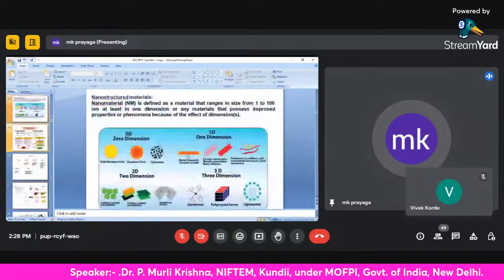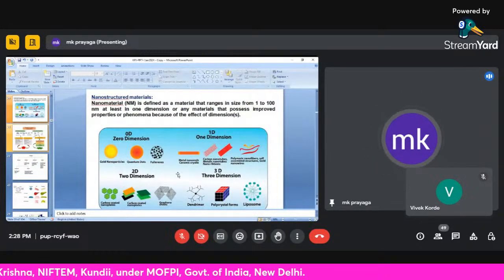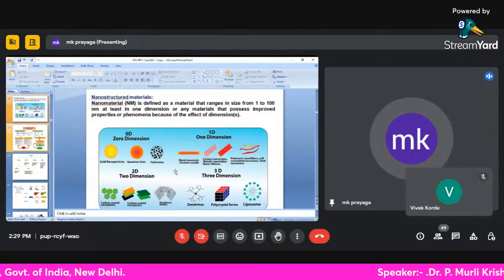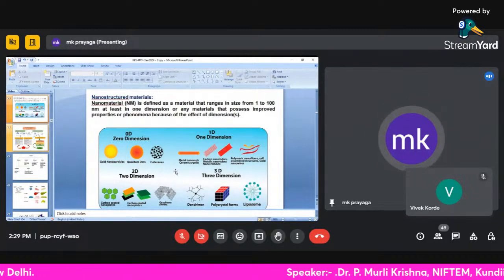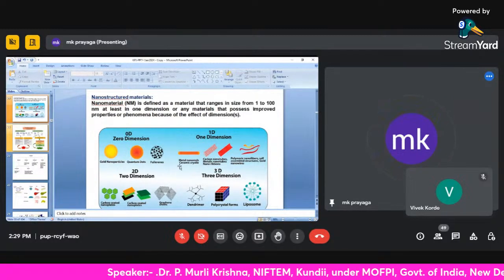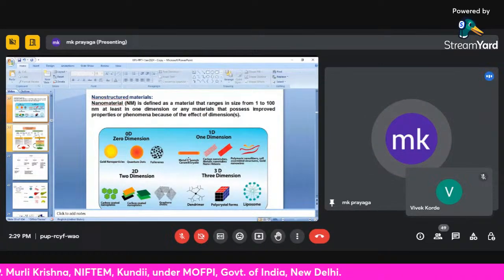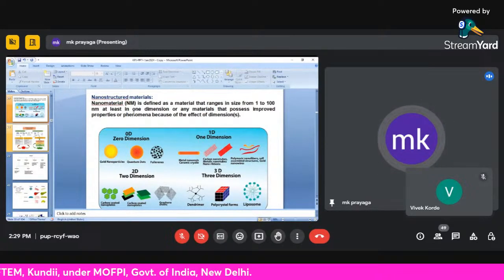So after this space technology, I am now entering the next one. Of course, it is nanostructured materials. I think all of you have a good idea about nanostructured materials. So briefly, what do nanostructured materials mean? The materials which have a size of 1 to 100 nanometers in any dimension. So this is one of the very important requirements.